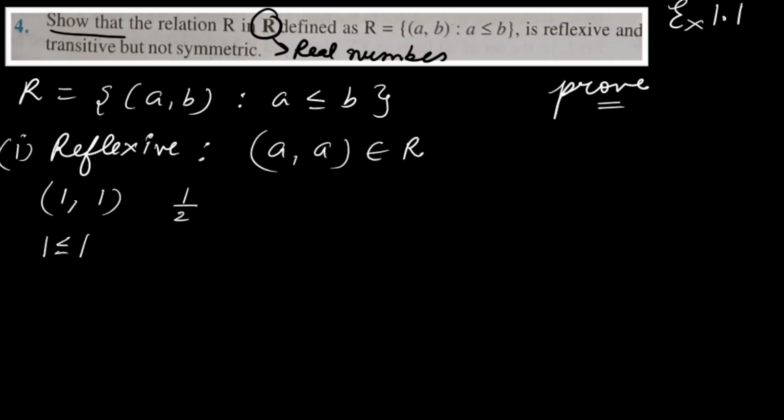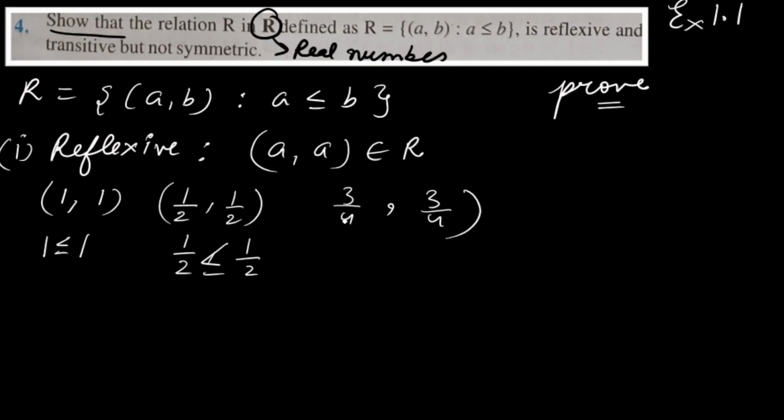If I take (1/2, 1/2), this will also satisfy, because 1/2 is less than or equal to 1/2, as 1/2 equals 1/2. Similarly (3/4, 3/4) also satisfies this relation, since 3/4 ≤ 3/4. All of these satisfy the equality part. Therefore we can conclude that all these ordered pairs belong to R.